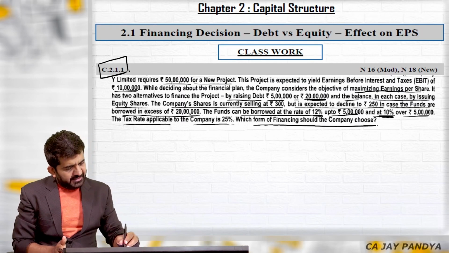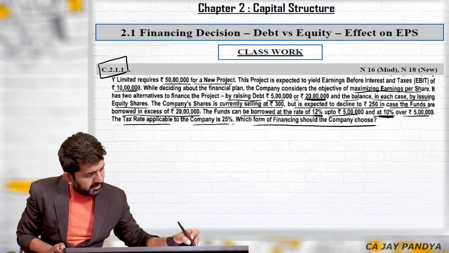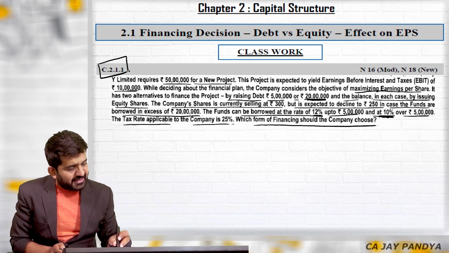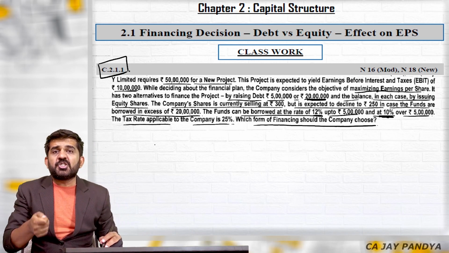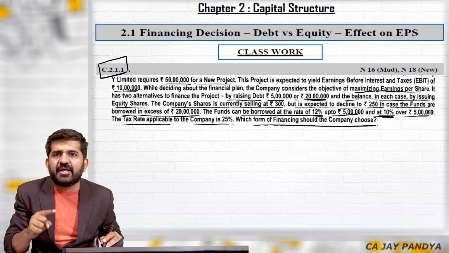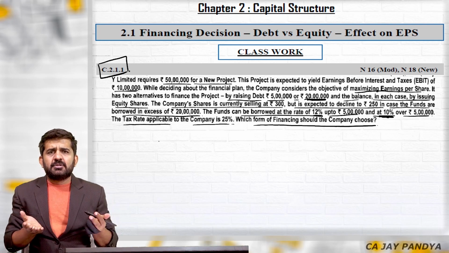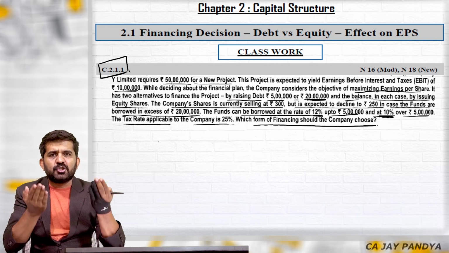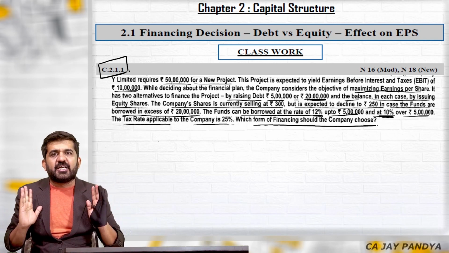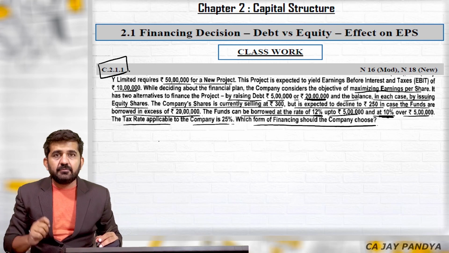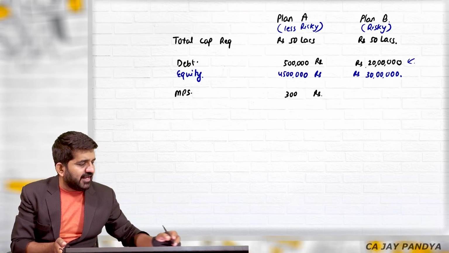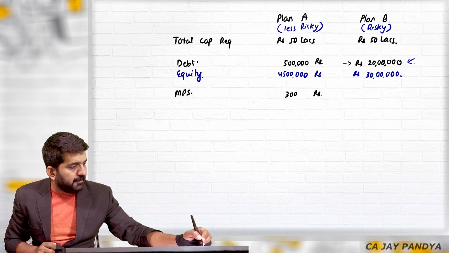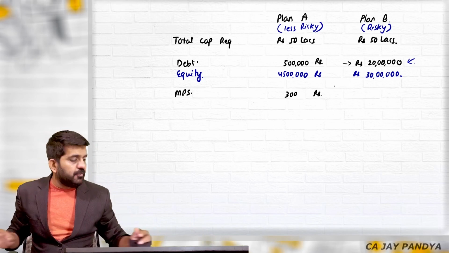And here it's saying something. But is expected to decline to 250 in case the funds are borrowed in excess of 20 lakhs. Which funds? Debt funds are borrowed in excess of 20 lakhs. The required rate of return of equity shareholders will increase. The company is not increasing its return, so the market price will fall down to 250. But we are not borrowing debt in excess of 20 lakhs in any case. What debt are we borrowing in plan B? 20 lakhs.